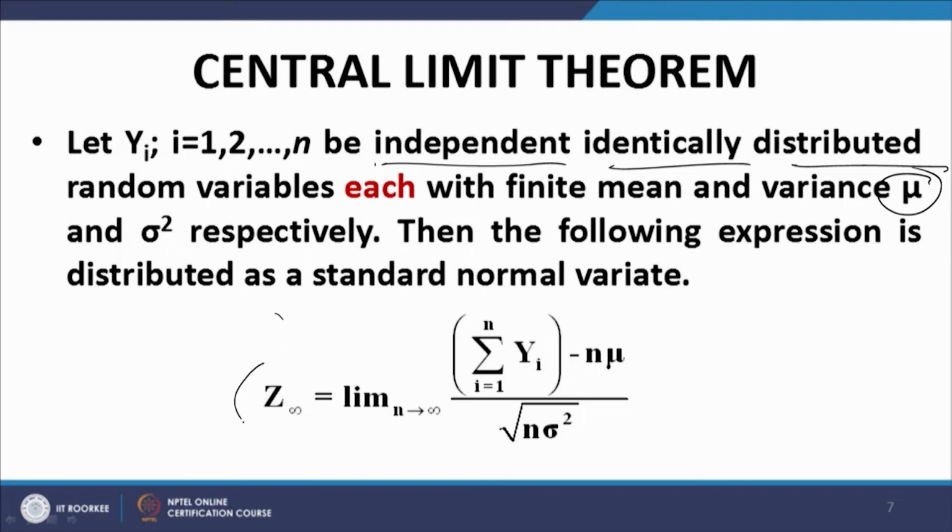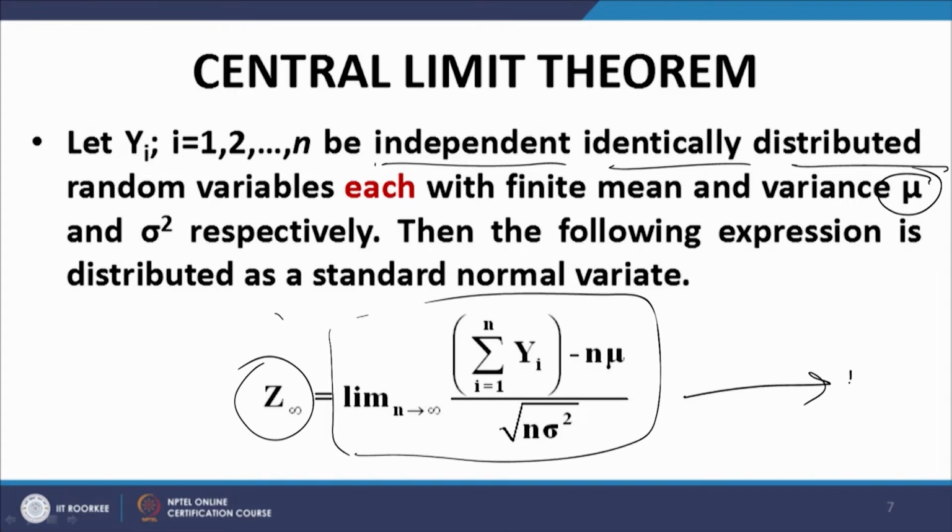This z infinity, which is defined by this expression, is distributed as N(0, 1). A standard normal variate is a normal variate with a mean of 0 and a variance of 1. Now, the very interesting feature about the central limit theorem, which I must mention, is that we have nowhere mentioned the nature of distribution of y I. It need not necessarily be normally distributed.